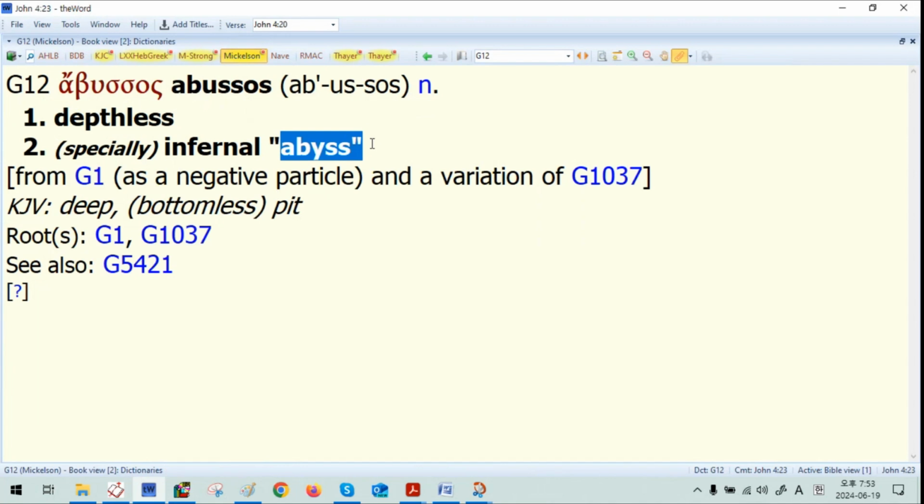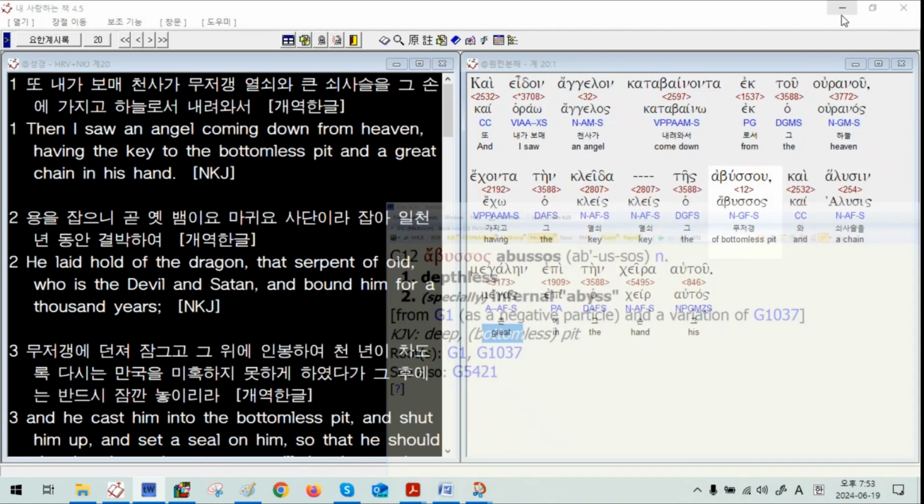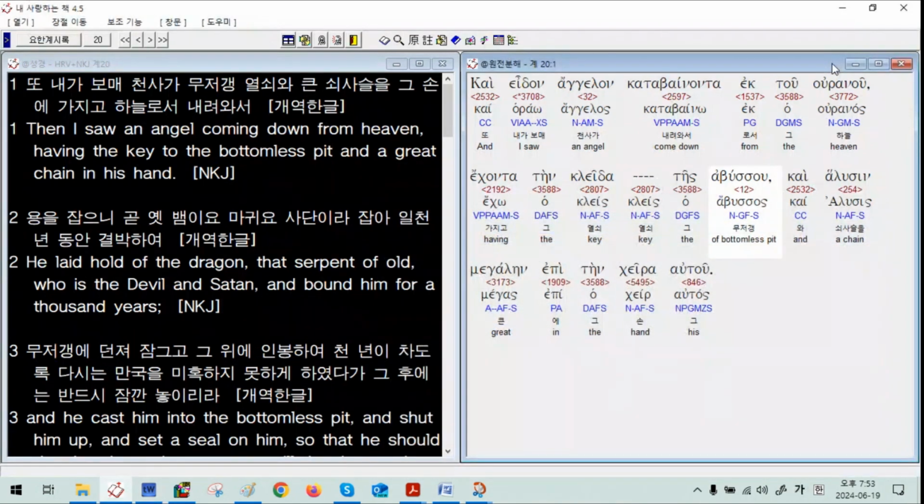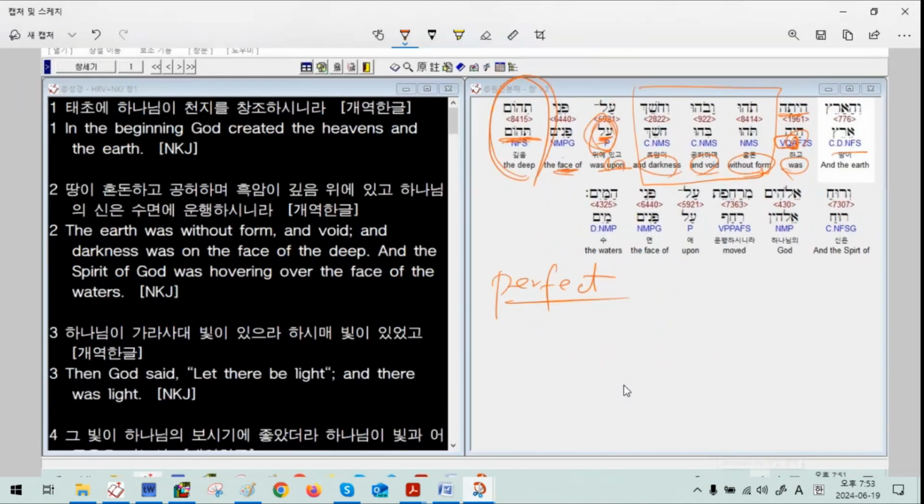Depths, abyss, which is there is no bottom. What does that mean? There is no answer. That's why it's a bottomless pit. That's why it is the fully darkness. So without form, void, and darkness, that is the status of the earth.